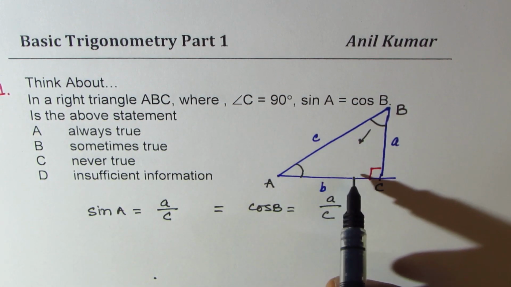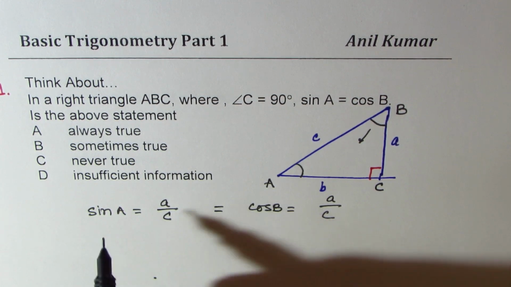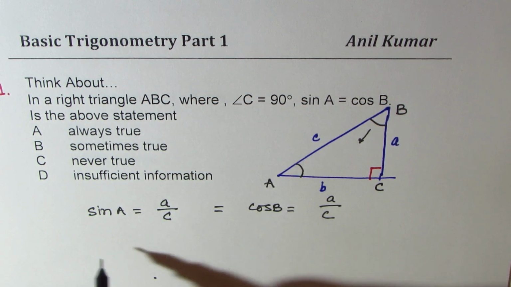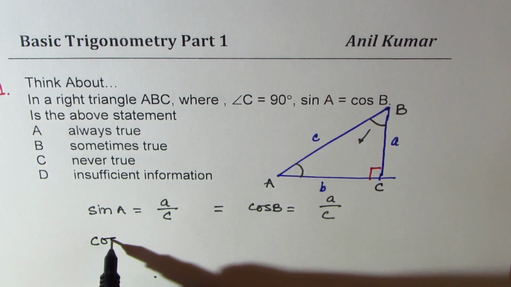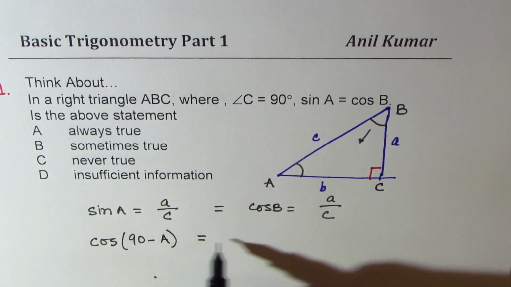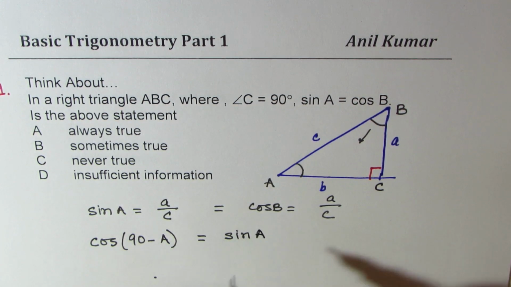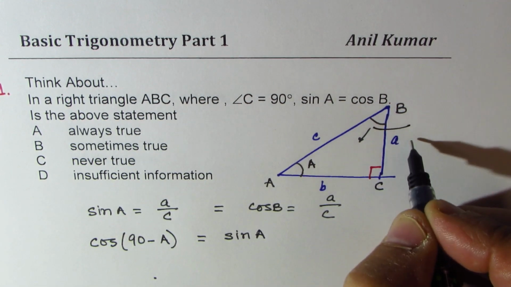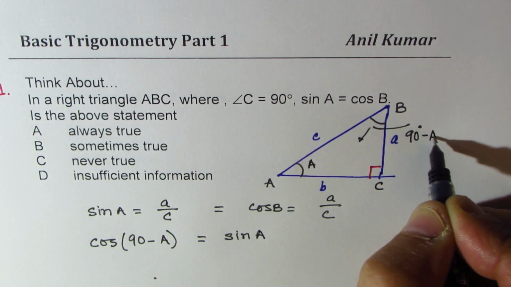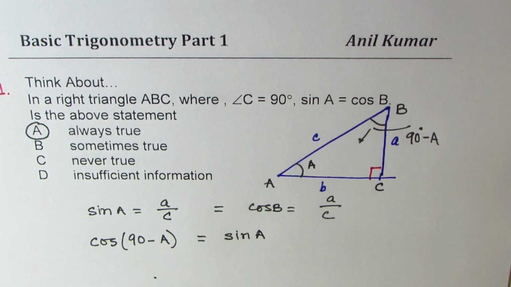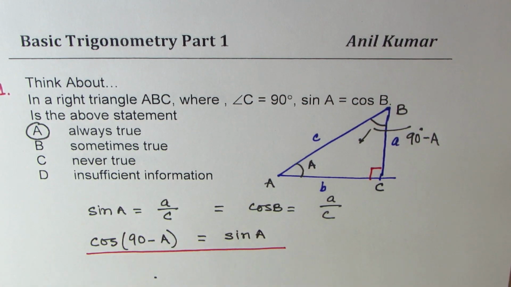So in a right triangle, always these complementary angles, we know B is 90 minus A, right? So we can conclude from here that cos of 90 minus A is equal to sine of A. Perfect. Since this is 90 and this is A, the other angle here will be 90 degrees minus A. Perfect. So it is always true. This is a very important conclusion which we have drawn from this particular question.